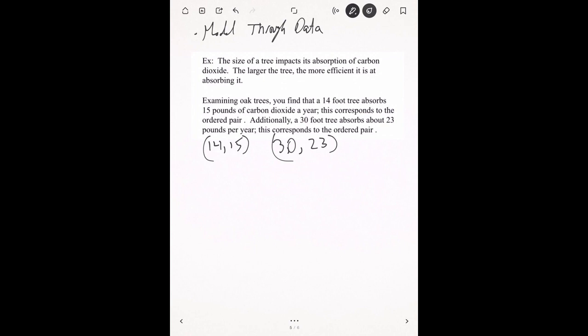So what we want to do is go ahead and write a linear model that goes through these two ordered pairs. What I want you to do is pause the video, take some time, create this model, and see if we can answer some questions about it.